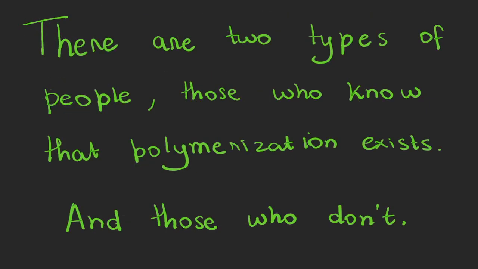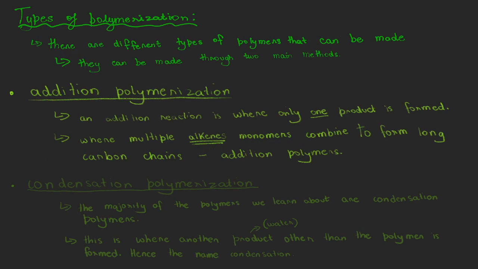Now let's actually get into addition polymerization and introduce the idea of both different types of them. There are two types of polymerization that we should be familiar with, and they are there because there are different types of polymers. We've seen in the previous slide we have so many different types of polymers, and there are different ways to make them.